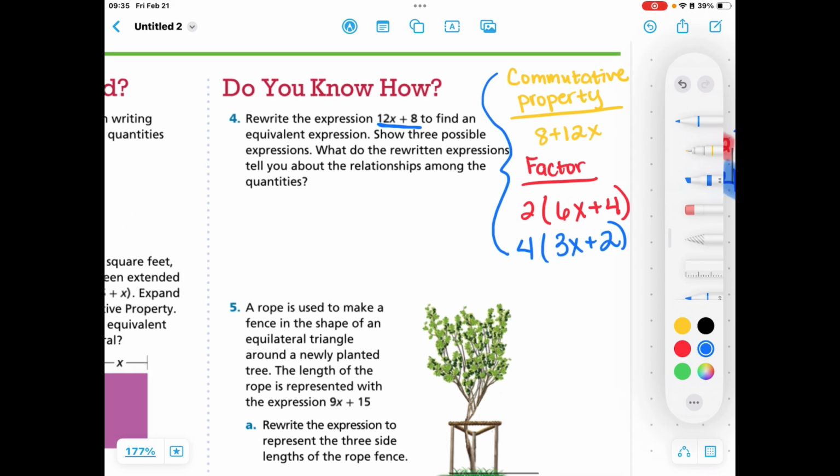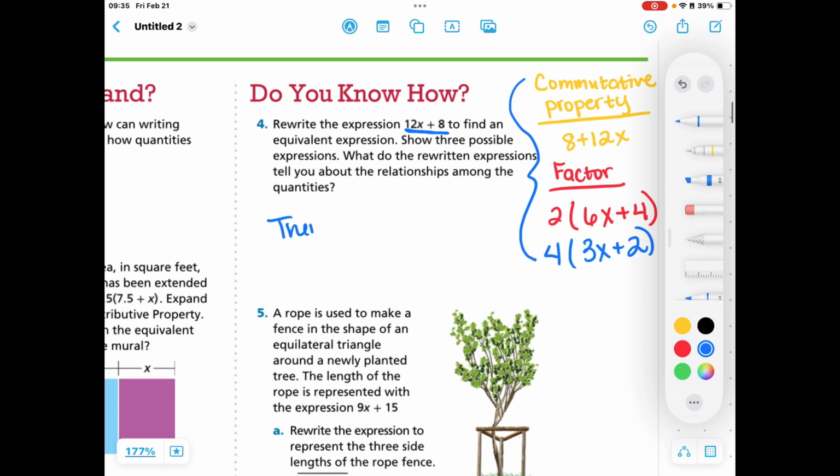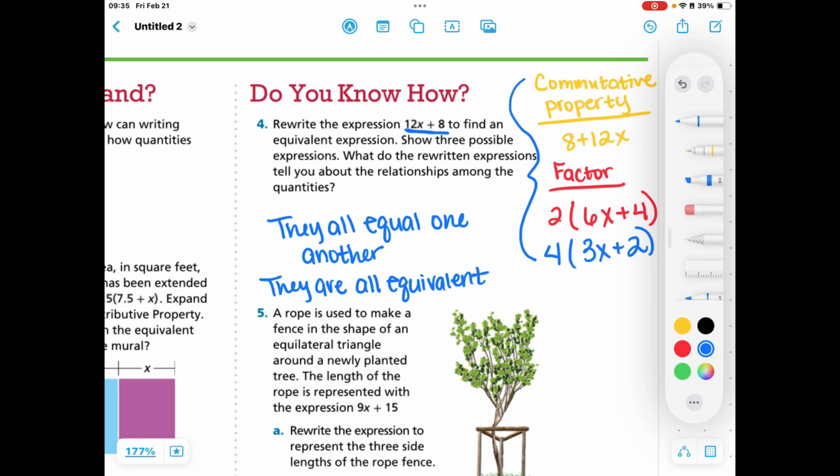So what is the relationship? They all equal one another. They are all equivalent. They are all going to be equivalent to one another. And that's simply by using that commutative property as well as factoring.